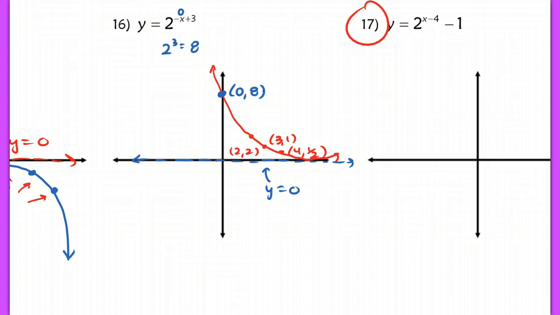We're looking for some additional points in your graph. You can use our 3 basic points, as well as the y-intercept if that's not already included with those 3 basic points, and the horizontal asymptote. So try number 17 on your own and check with the key.